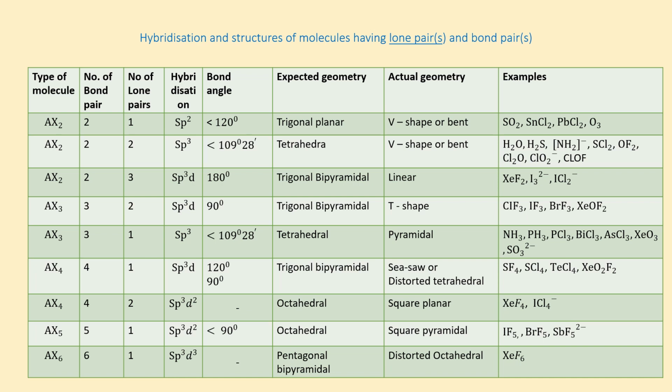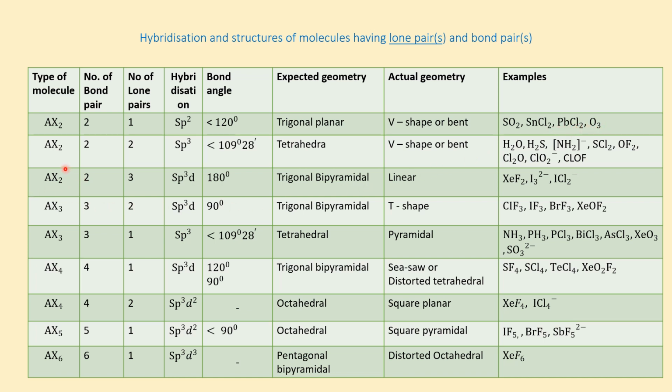For example, if the type of molecule is AX2, the number of bonds is 2 and the number of lone pairs is 1. And hybridization type is sp2, where the bond angle is less than 120 degrees and the expected geometry is trigonal planar and actual geometry is V-shape or bent. Examples are SO2, SnCl2, PbCl2, O3.